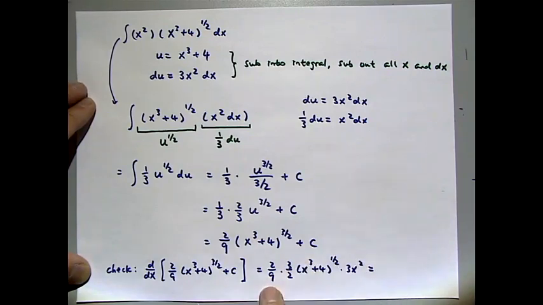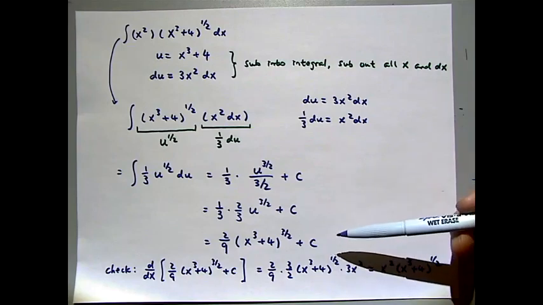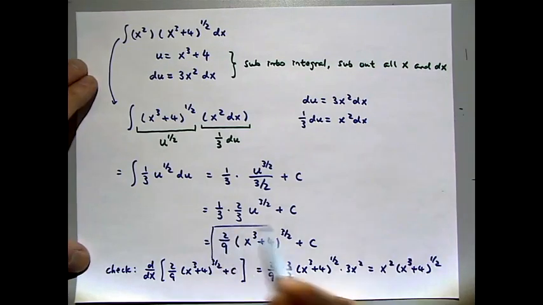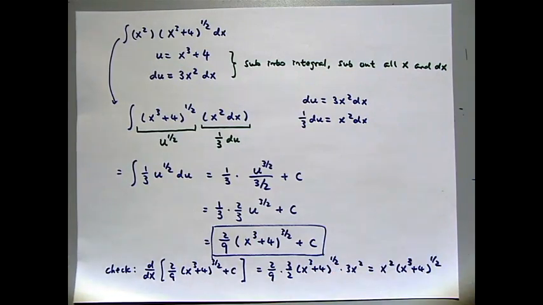And so we get 1/3, the 3s go away, so this is x squared times (x cubed plus 4) to the 1/2. And it matches the thing you were integrating in the first place, so therefore you know this must be the right answer. Any question on this example? Good? All right. Let's look at the next example.